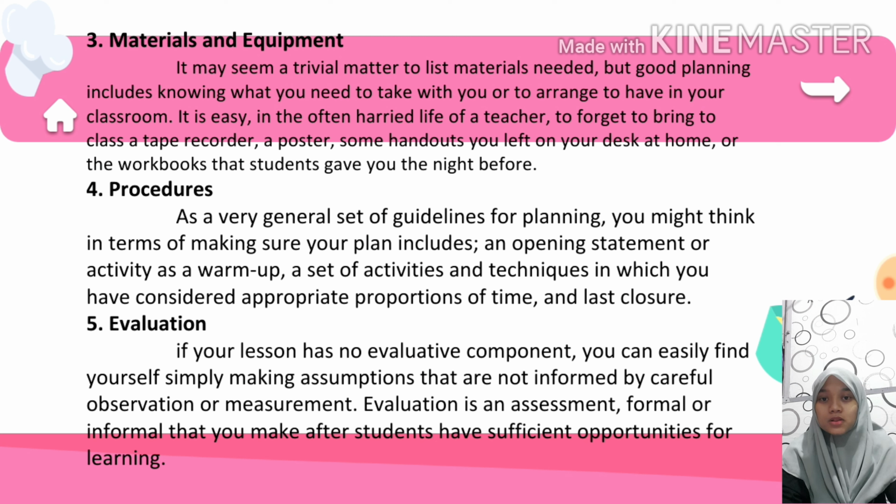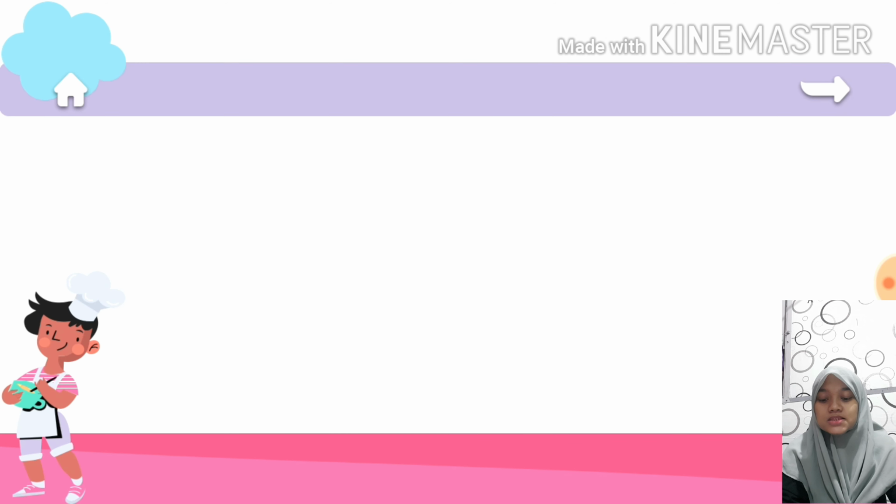And fifth, evaluation. If your lesson has no evaluation component, you can easily find yourself simply making assumptions that are not informed by careful observation or measurement. Evaluation is an assessment, formal or informal, that you make after students have had sufficient opportunities for learning.